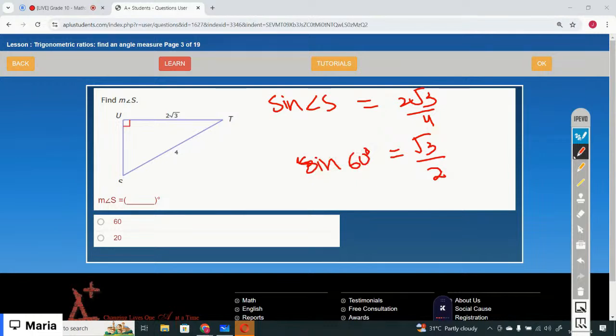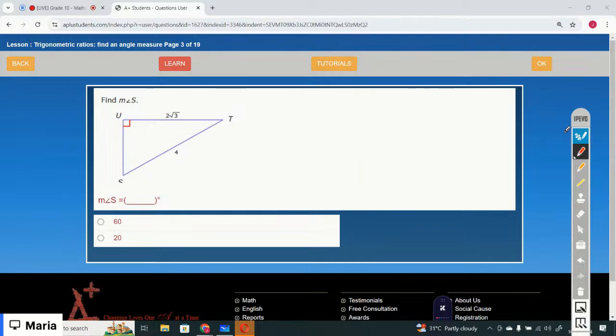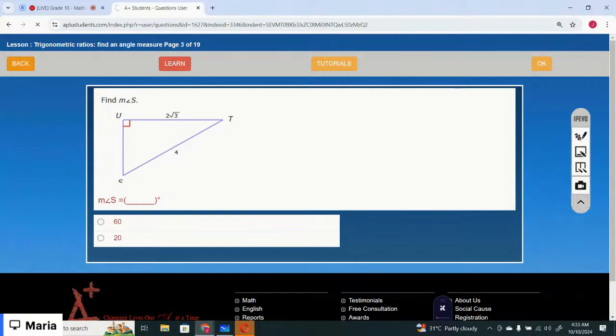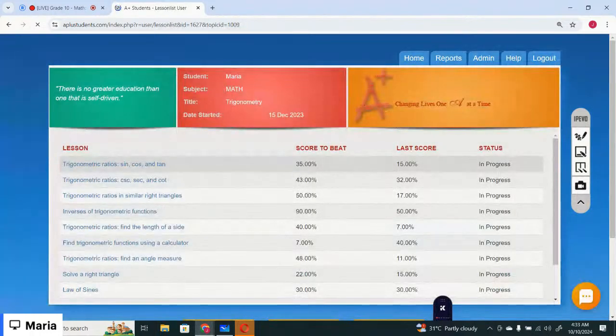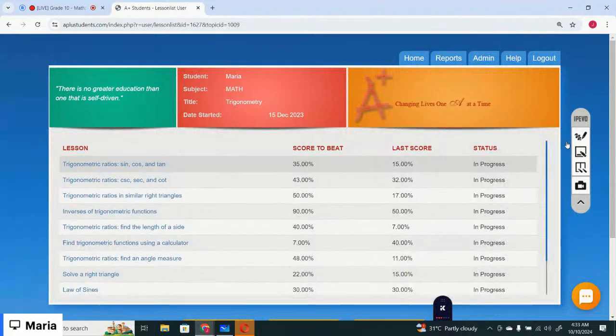Okay, you can complete the lesson by yourself later today. Let me just move on to the next lesson. The next lesson is solve a right triangle.